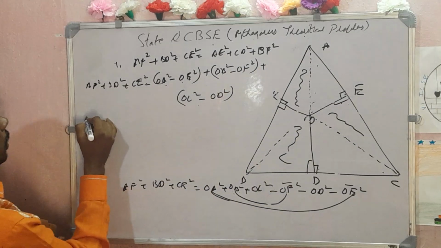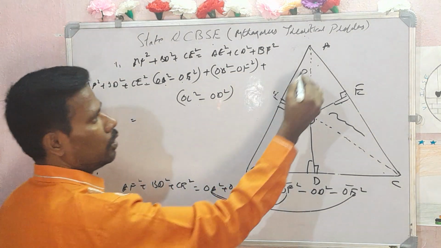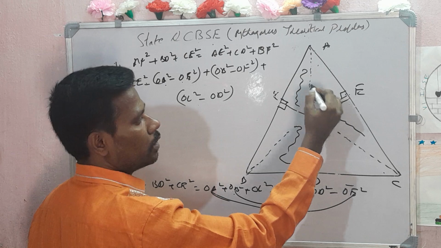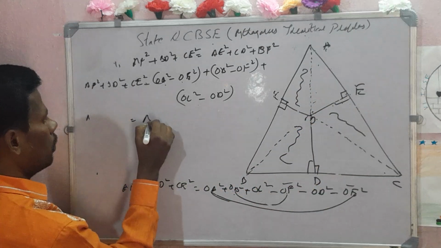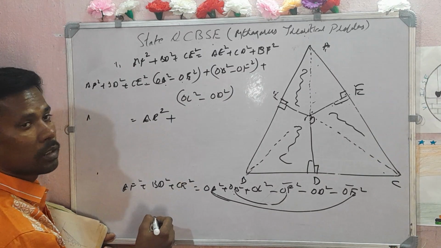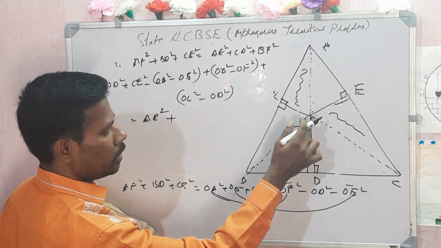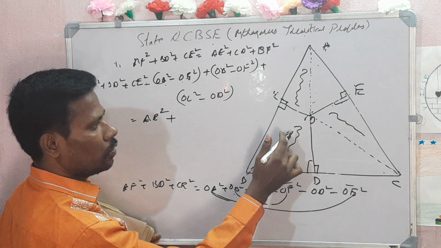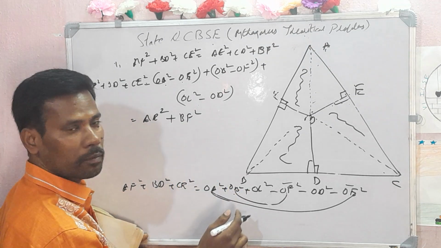Now this LHS remains the same. OA square minus OE square, with square on the hypotenuse and subtracting OE square, you will get AE square. Plus OB square minus OF square. So square on the hypotenuse, you will get BF square. Why will you get BF square?